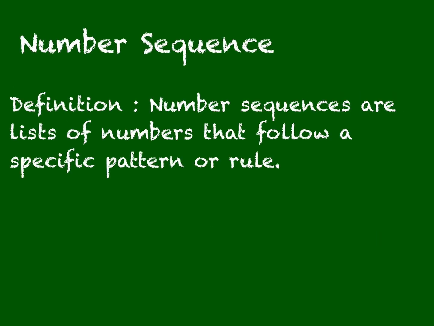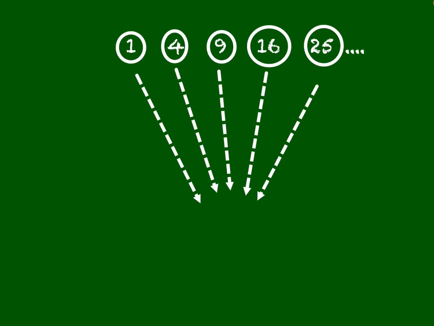First up in our discussion is the foundation of it all, number sequences. The definition of a number sequence is a list of numbers that follow a specific pattern or rule. Let me introduce you to the elements of a number sequence using a simple example. Each number in the sequence is called a term.